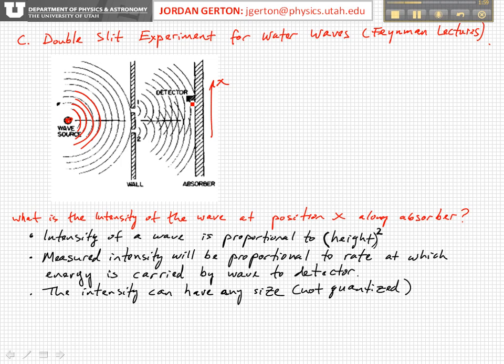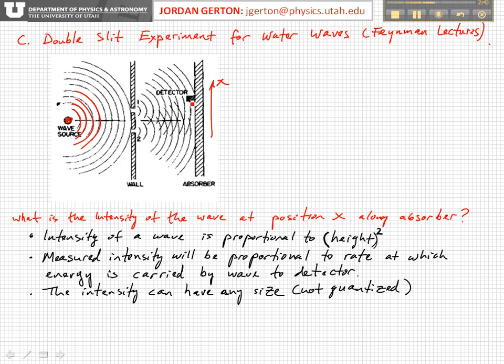So it's measuring the amplitude of the wave, the height of the wave, and you should remember from previous courses that the intensity of a wave is proportional to the square of the height, or the square of the amplitude. In this case, this is a water wave, so the amplitude is the height of the wave. This intensity is a measurement of the rate at which energy is carried to the detector by the wave, per unit area, but that's a detail.